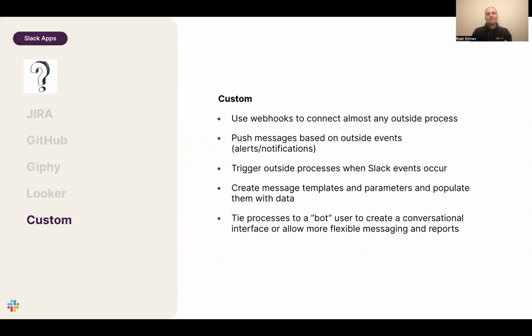And that brings us to the fun part, building your own things. Slack is a pretty open development platform, whether you're customizing existing integrations or building new Slack apps from scratch. We've got webhooks that let you connect almost any outside process. You can push messages based on outside events, for example, for alerts or notifications. You can kick off outside processes whenever Slack events occur. You can create message templates and parameters, and populate them with data. And you can tie algorithms to a bot user to create a conversational interface or to allow more flexible messaging and reports.